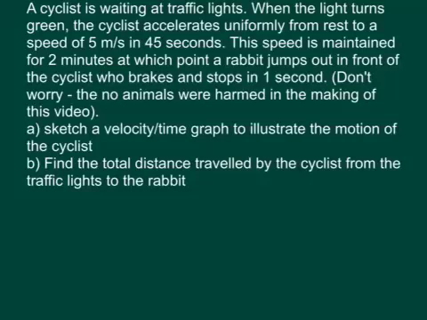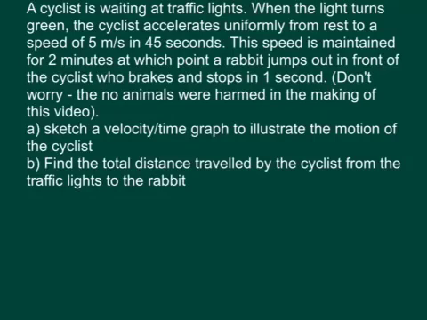Okay, we've got a situation with a cyclist waiting at traffic lights. Unusual for a cyclist to wait at traffic lights, but this happens sometimes. When the light turns green, the cyclist accelerates uniformly from rest to a speed of 5 meters per second in 45 seconds. Maintains that speed for 2 minutes, then a rabbit jumps out, and the cyclist stops in 1 second. Sketch a velocity time graph and find the total distance travelled.